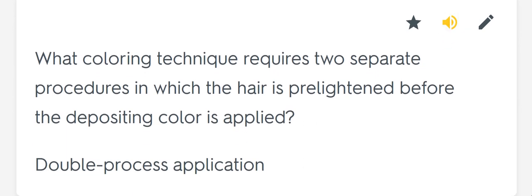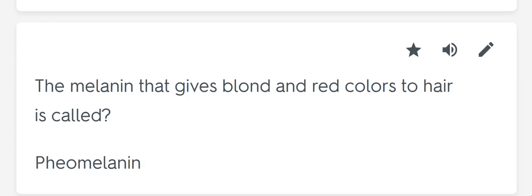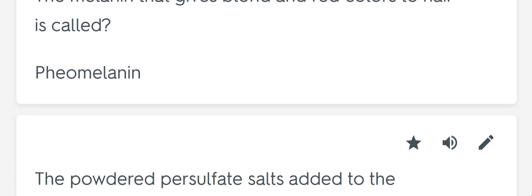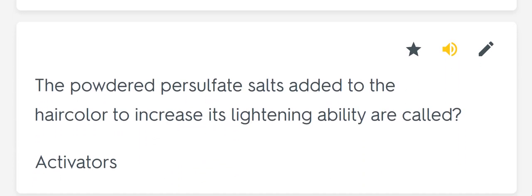What coloring technique requires two separate procedures in which the hair is pre-lightened before the depositing color is applied? Double process application. The melanin that gives blonde and red colors to hair is called pheomelanin. The powdered persulfate salts added to the hair color to increase its lightening ability are called activators.